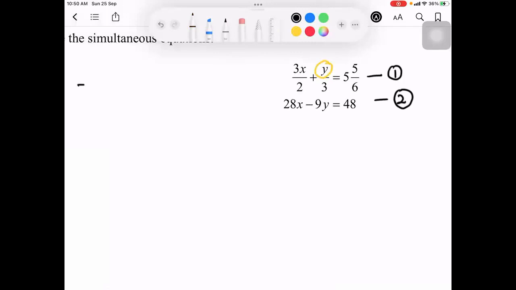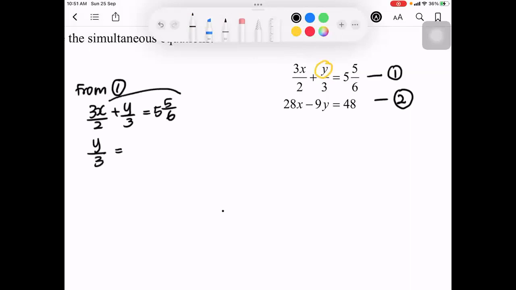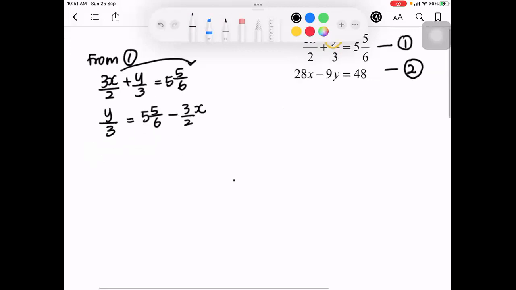So first take from equation 1. Okay, I will rearrange. This one is 3x over 2 plus y over 3 equals 5 and 5 over 6, right? So I'll rearrange. I'll keep y only. So y over 3 equals, I'll shift this over, 5 and 5 over 6 minus 3 over 2x. Okay, but next thing, I don't like the denominator here, 3.